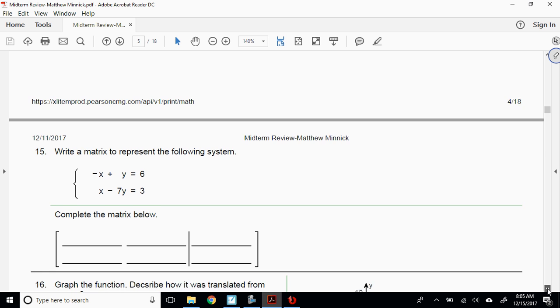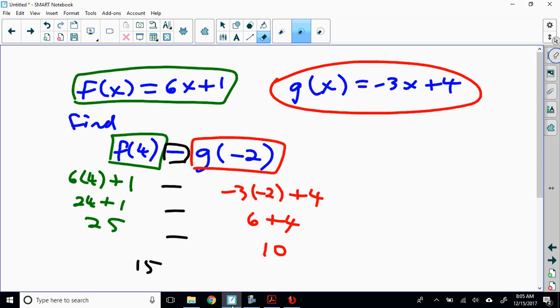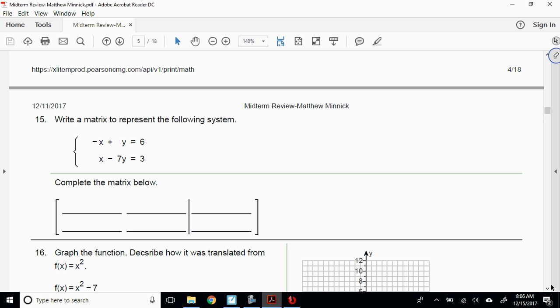Moving on to 15, again, coefficients. You just have to remember that because there's an x there, that means there's a 1 in front of it. So in the first row of the matrix, we're looking for negative 1, then 1, and then 6. The second row of the matrix would be 1, negative 7, and 3. There is one of the extended response questions on the test that is just like 13 and or 15, so make sure that you can do those.